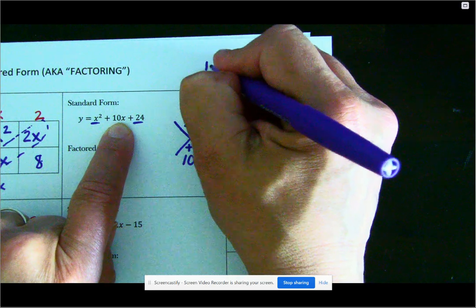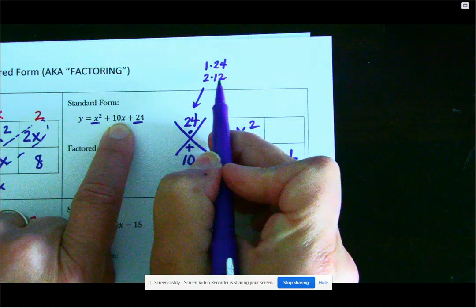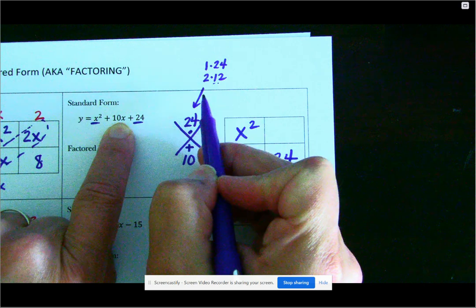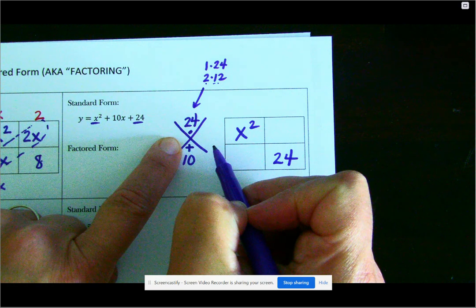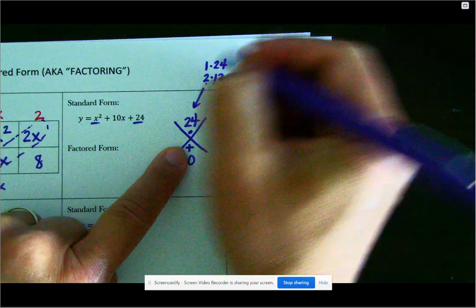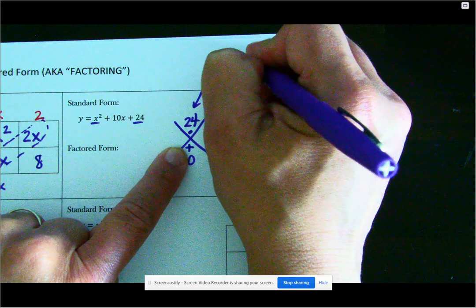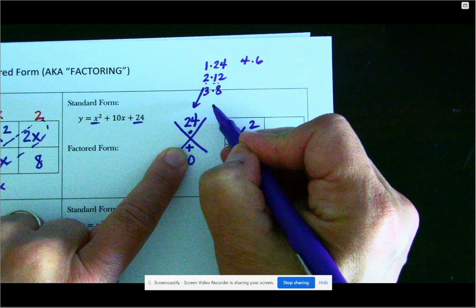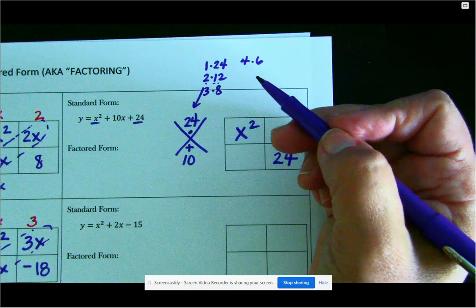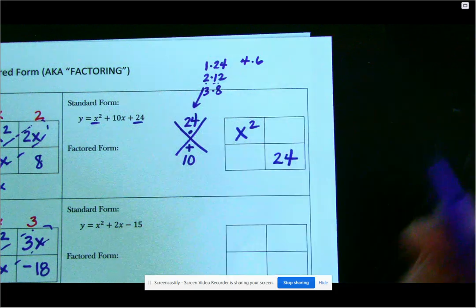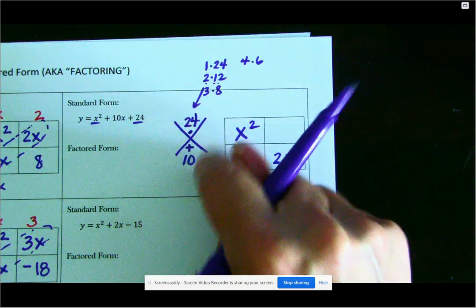So 1 times 24, 2 times 12, because at first this seems promising, because if one of those was negative, it would make 10, but you can't have one of them be negative, because when they multiply, it has to be positive. Okay, so 3 times 8, no, 4 times 6. And if you have trouble finding your factors, you can just use a calculator and start at 1 and divide. And we're only looking for integers, so no decimals. 4 times 6. So 4 times 6 makes 24, and 4 plus 6 makes 10.